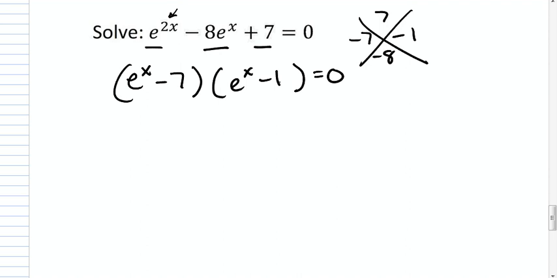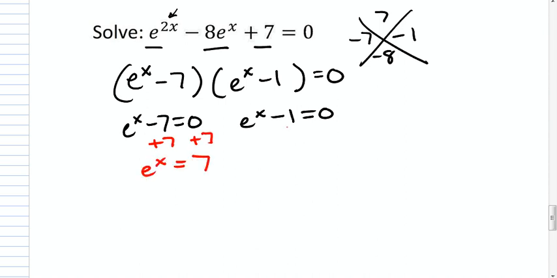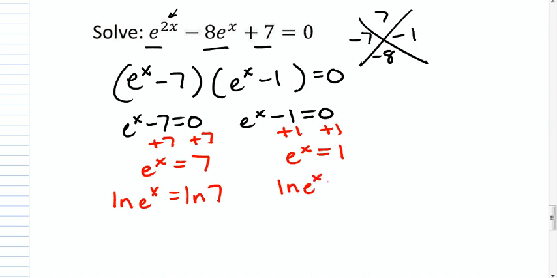Now we'll solve each parenthesis. So e to the x minus 7 equals 0. e to the x minus 1 equals 0. Remember, you want to take the ln of both sides after you add 7 here, and after you add 1 here. To get the x down, you're going to take the ln of both sides, and remember, when you take the ln when there's an e as a base, it cancels these out, so you're just left with x equals ln 7 and x equals ln 1. Those are your exact answers.